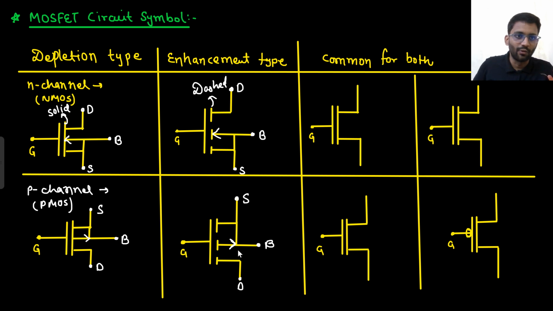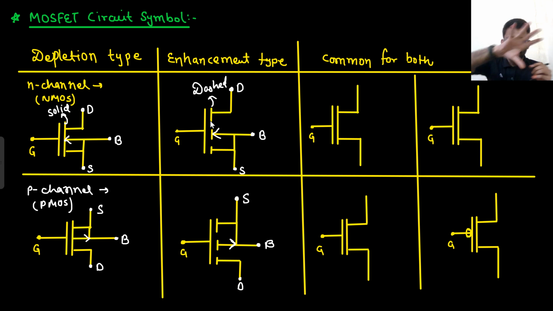But this is not the case always. So the one which is at higher potential will be drain and the one which is at lower potential will be source in case of NMOS. I told you, remember the last lecture. In NMOS, which one is at higher potential? In NMOS, you apply positive bias at drain. So drain is at higher potential. So the one which is at higher potential, in case of NMOS, will be drain, and lower potential will be source.